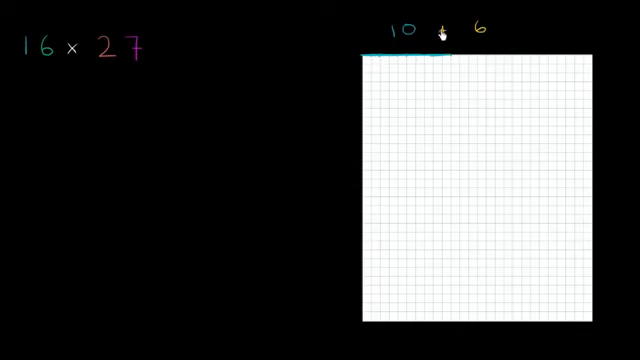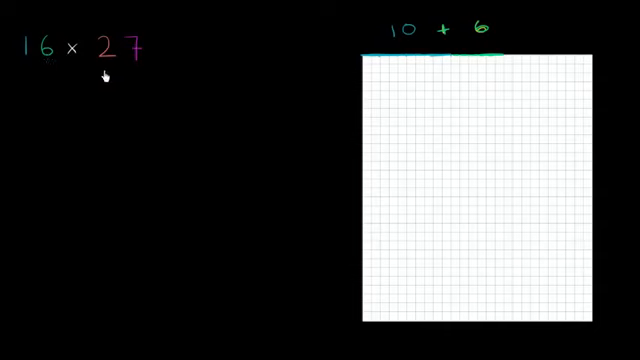And then the 6, actually I wanted to do in that green color. The 6, let's mark off 6 boxes. 1, 2, 3, 4, 5, 6. So 16 is this whole length. The blue part is the 10. The green part is the 6. The 10 comes from the 1 in the tens place. It's literally 1 ten, and this is literally 6 ones.